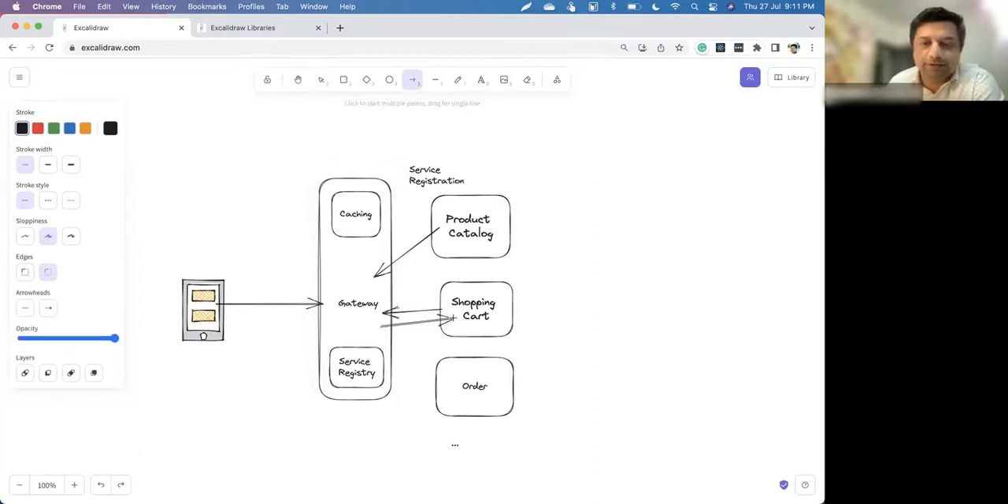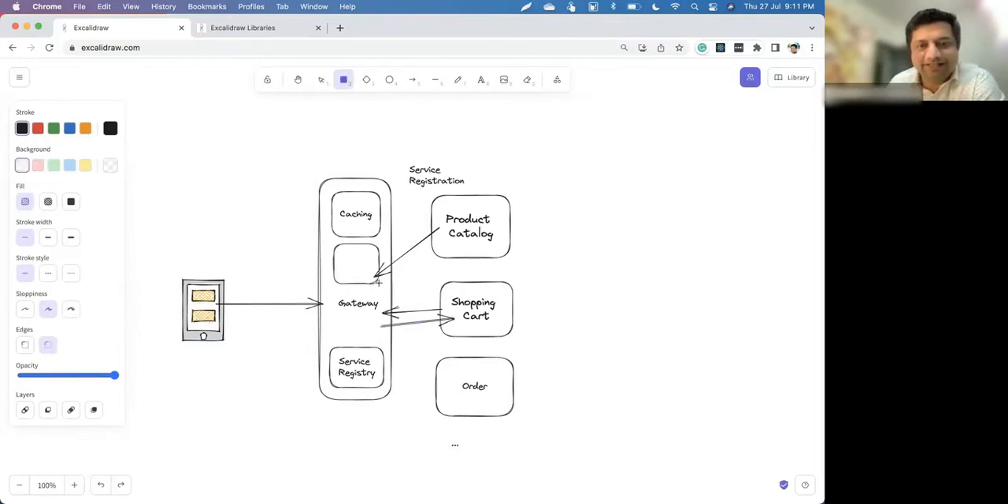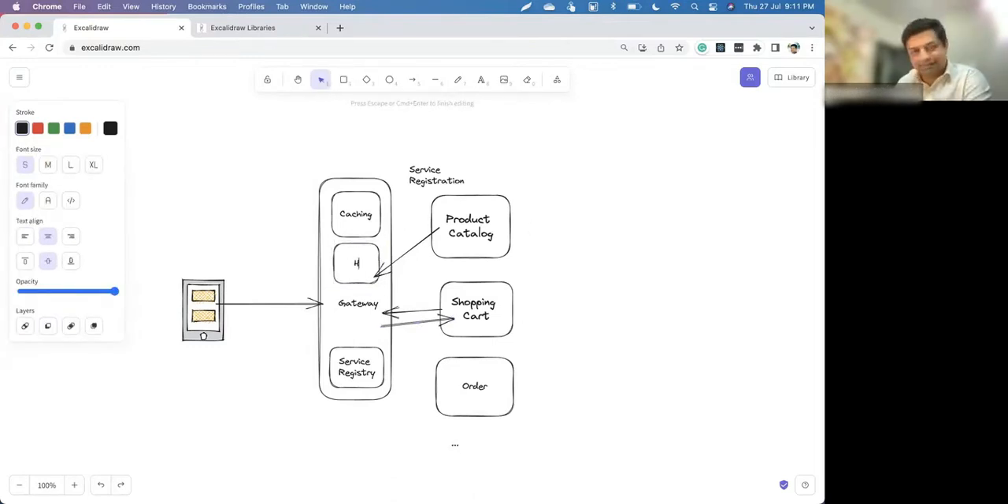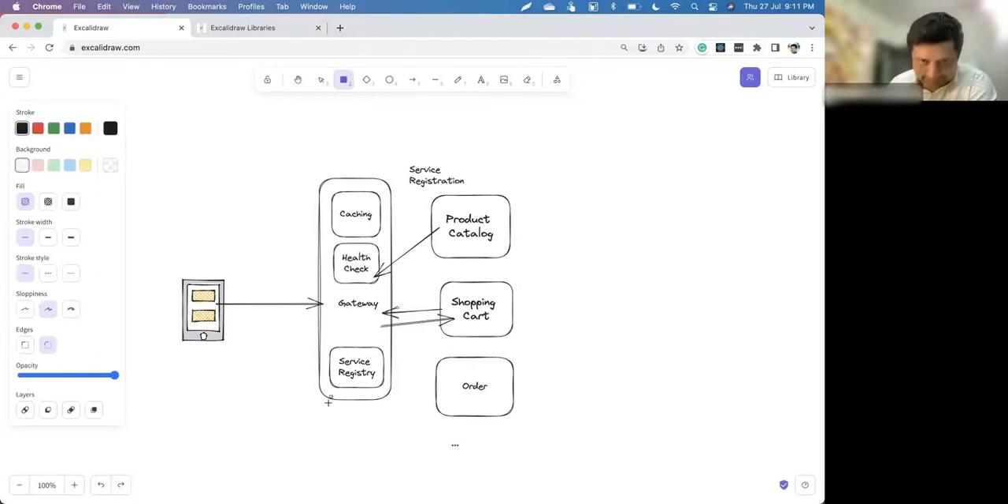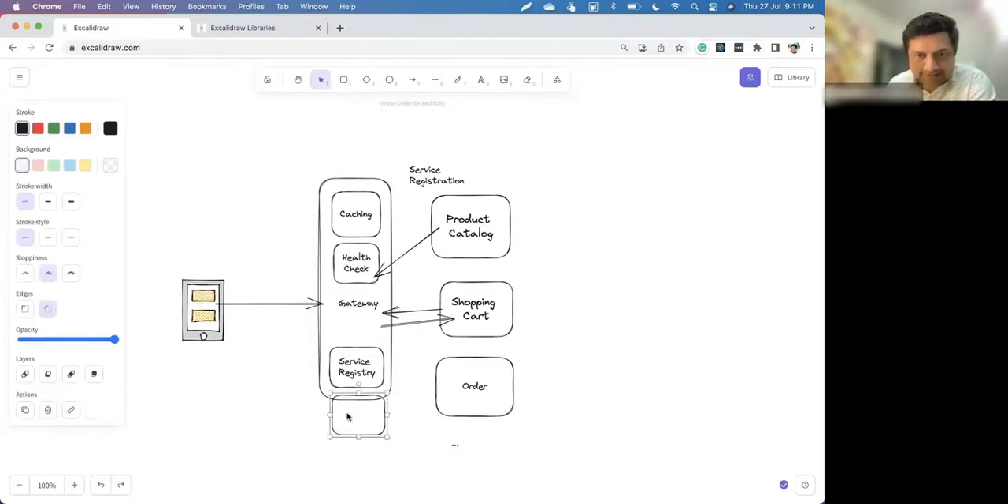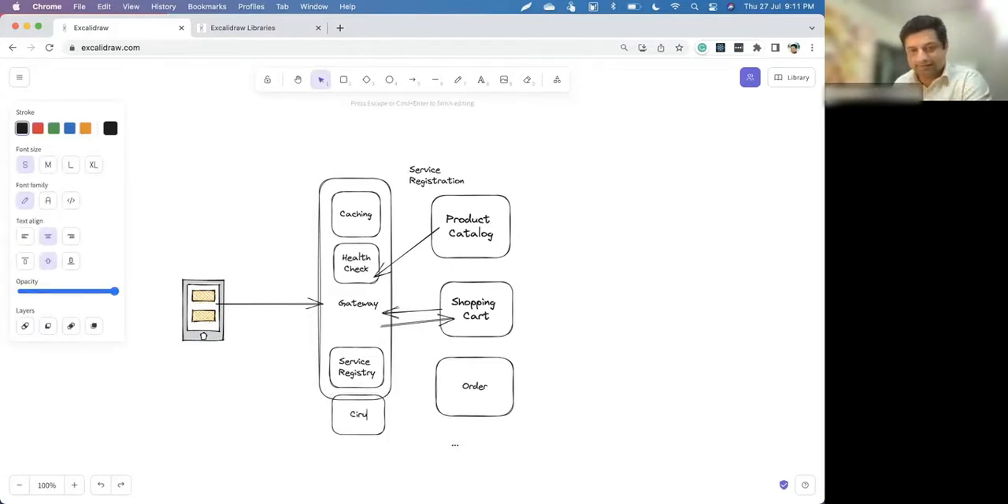So it will be able to call it. Now, yeah, it will also do health checks. So that's another feature, right? Once the service is there, we may start doing health checks. We may also have circuit breakers here, right?